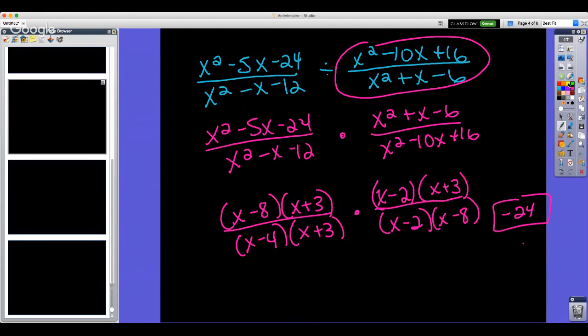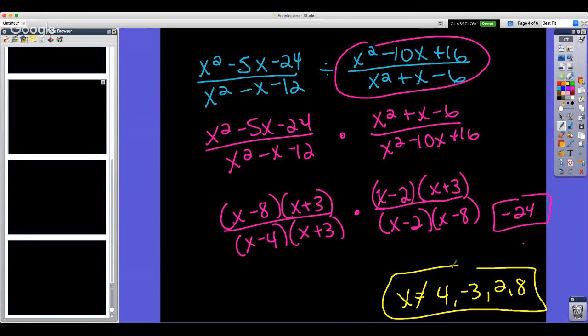All right, so what are my restrictions? What can x not be equal to? +4, -3, +2, and +8. Nicely done. Good. And that would be actually one challenge point on the test. I put on there, state restrictions, and I think I put 4 times that you would do that for, okay? So any of the bottom, right? We don't want the bottom equal to 0, because if it did, it would be undefined, right?